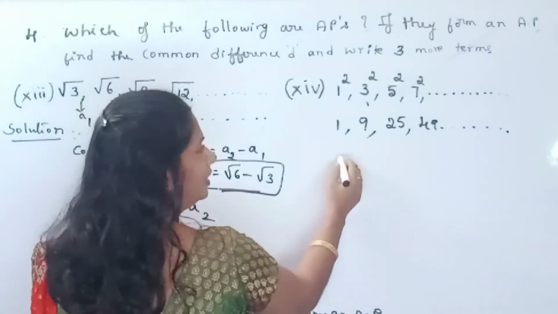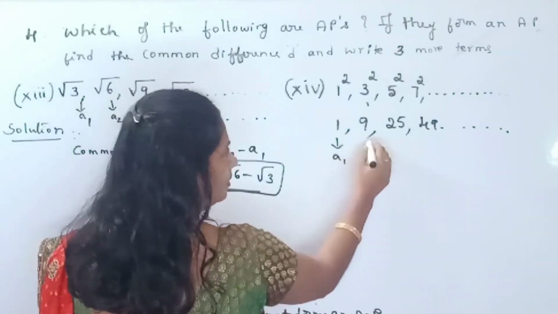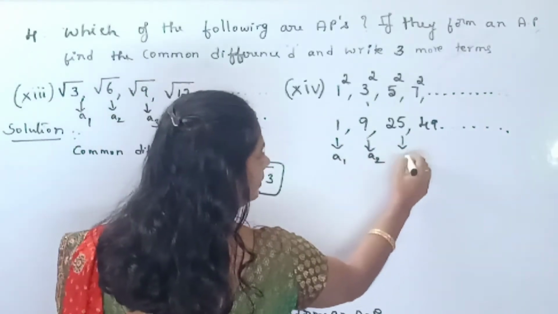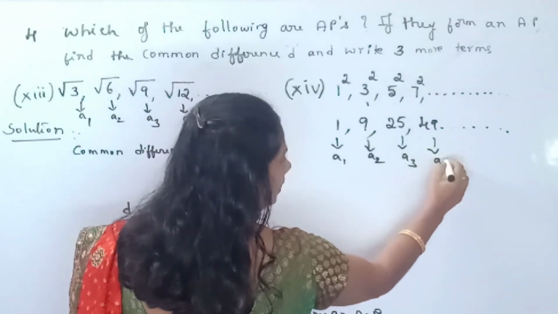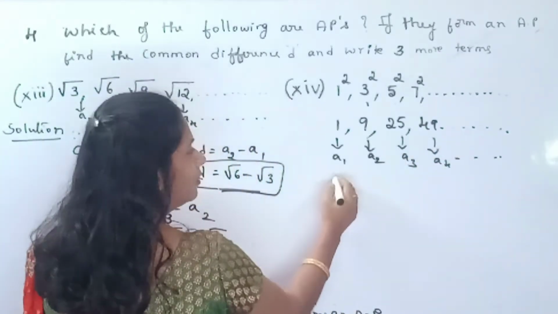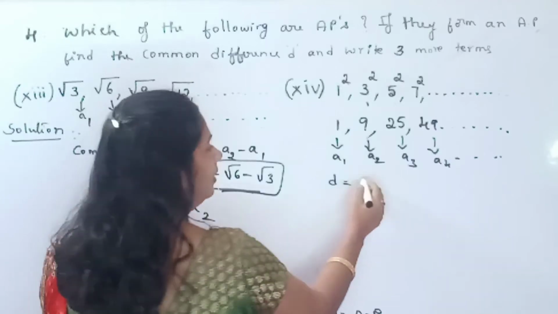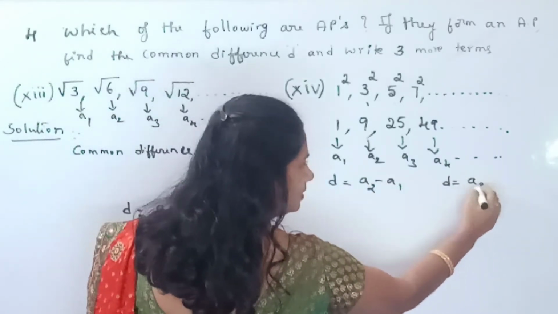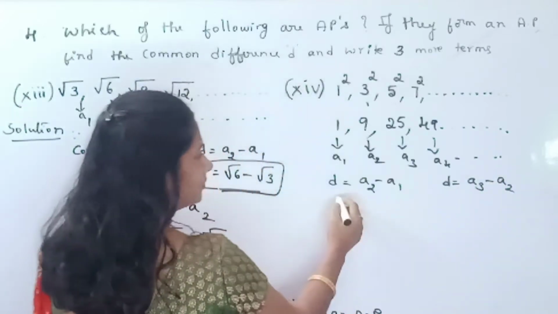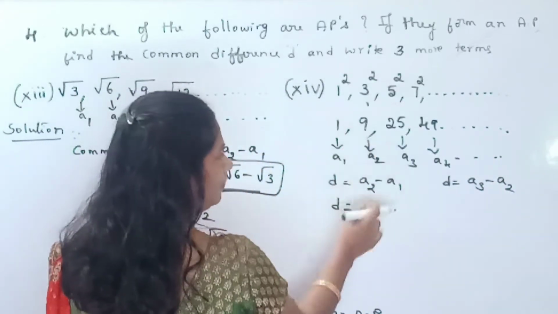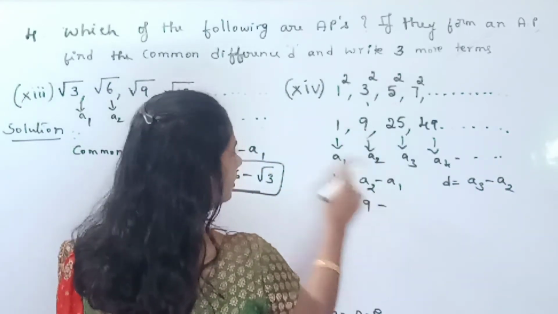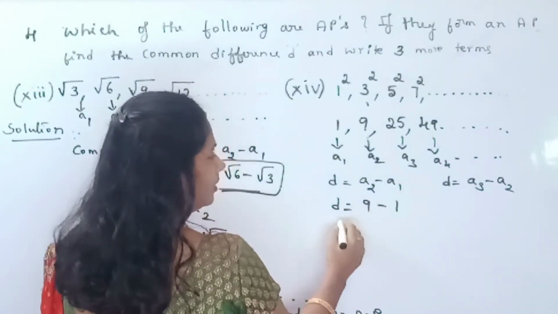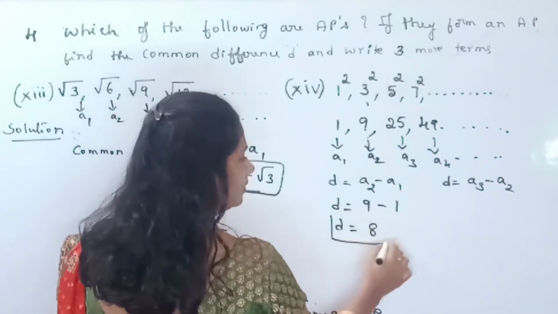Now find the common difference, children. This is our A1, A2, A3 and A4 and so on, isn't it? Find the common difference D, A2 minus A1, and also find A3 minus A2. Substitute the values. A2 value is how much? 9. A1 value is 1. So the common difference is 8.